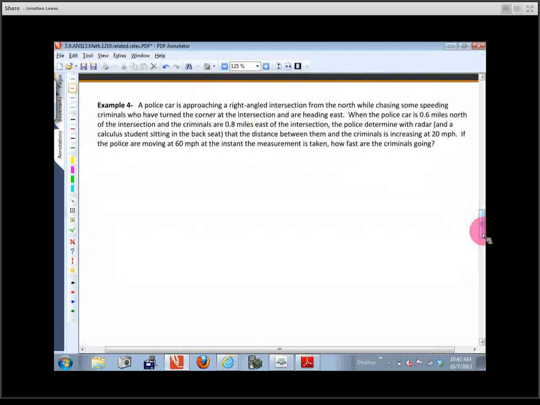So a police car is approaching a right-angled intersection from the north while chasing some speeding criminals who have turned the corner at the intersection and are headed east. When the police car is 0.6 miles north of the intersection and the criminals are 0.8 miles east of the intersection, the police determined with radar and a calculus student who's a complete nerd sitting in the back that the distance between them and the criminals is increasing at 20 miles per hour. If the police are moving at 60 miles per hour at the instant the measurement is taken, how fast are the criminals going? Tons and tons of information there.